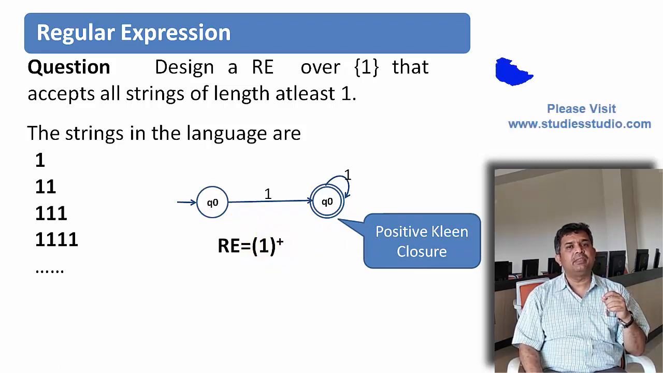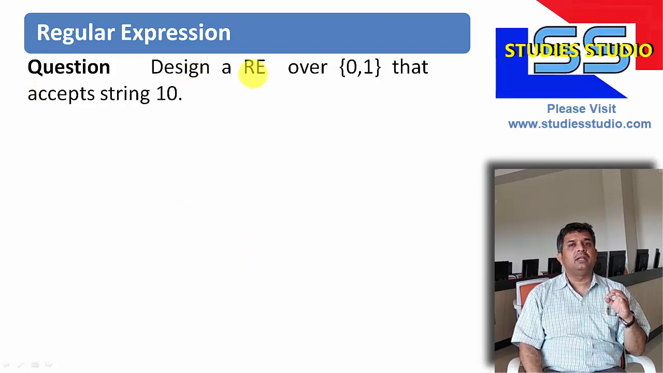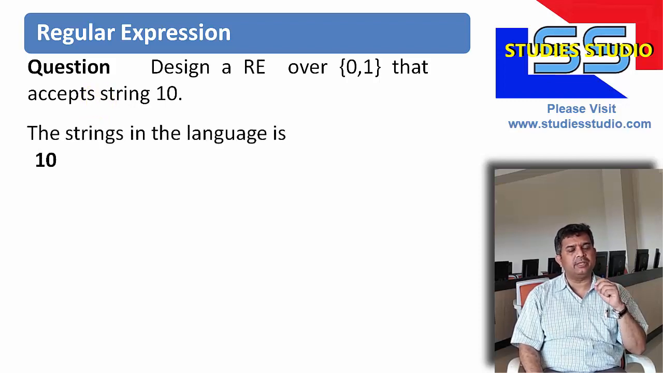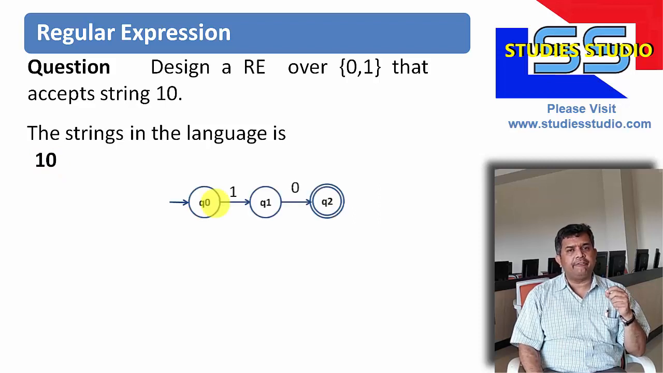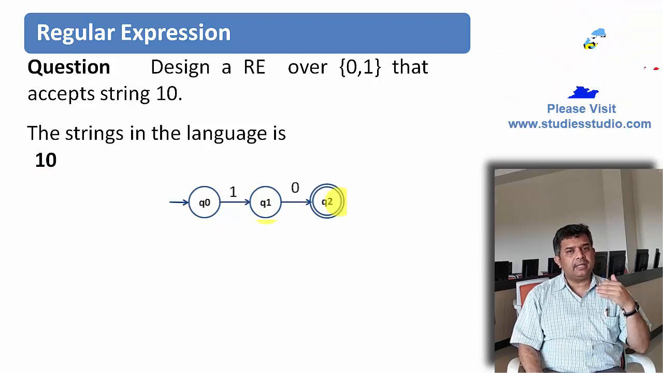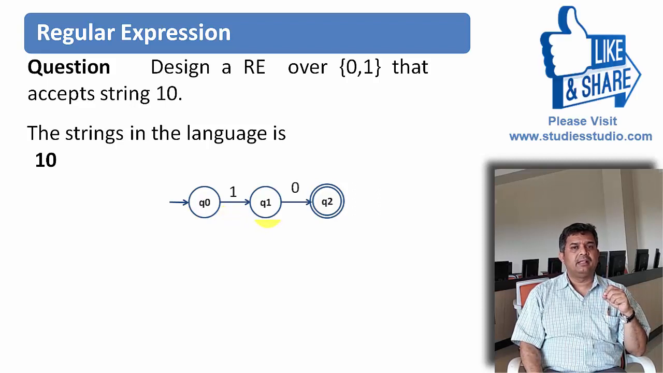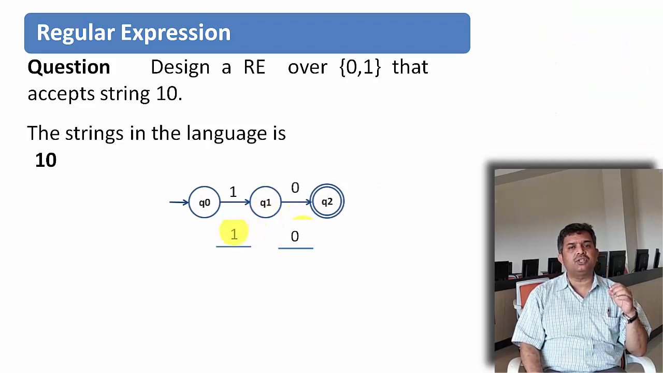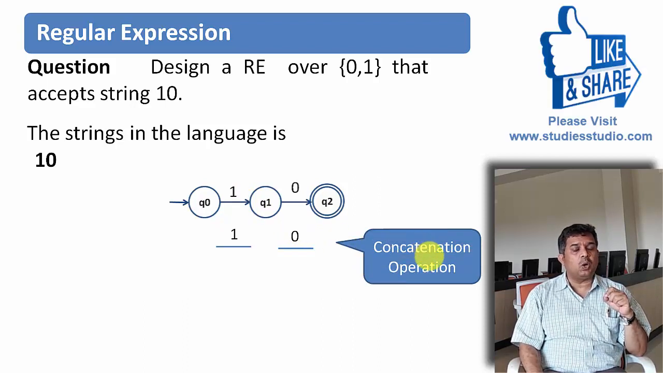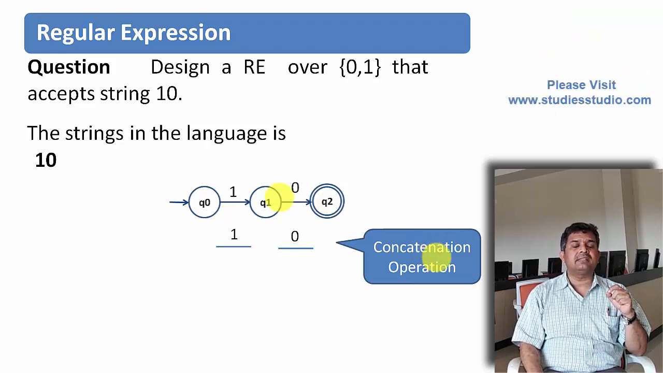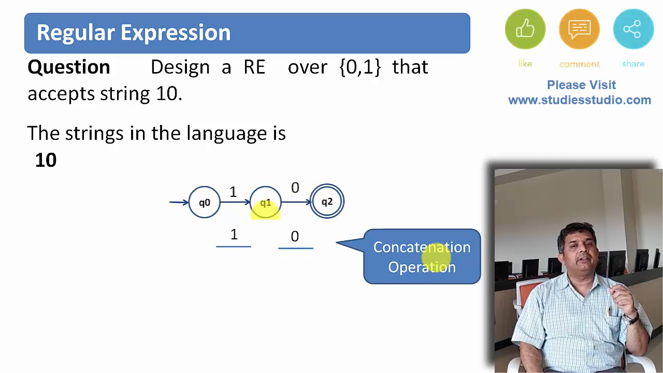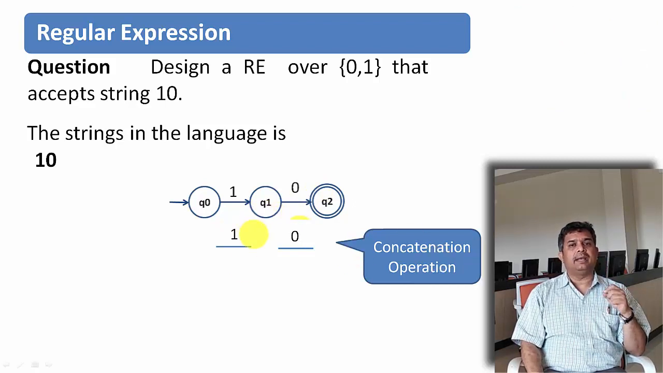Let us take one more example. Design a regular expression over 0 and 1 so that it accepts the string 10 only. So the string accepted by this language is 10. If I want to design an NFA for it, it will look like this. I'm taking the help of NFAs because I believe that you know what NFAs are. There are two transitions: the first transition is on 1 and the second transition is on 0. On that, I am using a concatenation operation. What is the concatenation operation? I hope you know it from when we discussed operations on DFA. For this, the regular expression will be 10 only.